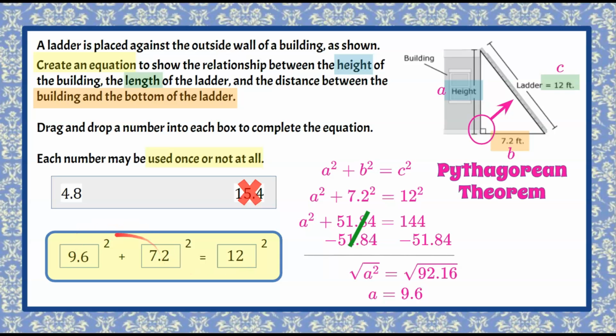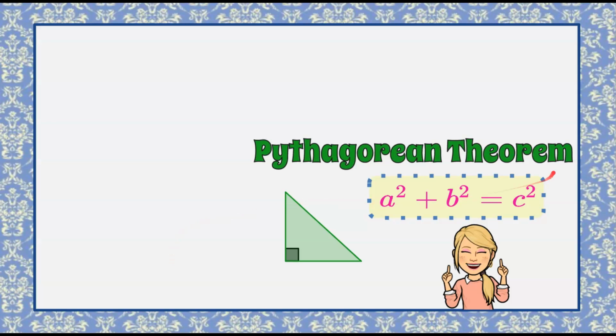Remember, when you add, you can reverse the order. So thank you for joining me today to talk about the Pythagorean theorem using finding any missing side length when you have a right triangle, a squared plus b squared equals c squared.